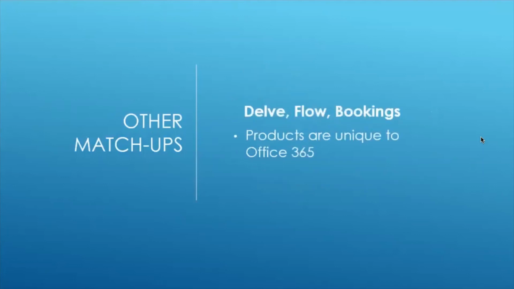The other popular products with Microsoft, which are kind of new and upcoming, and people are very, very interested in them, are completely unique to Office 365. We've got Delve, Flow, and Bookings. Delve is a piece of software that looks at everything else you're doing within Office 365 and immediately shows you what it thinks you are most interested in.